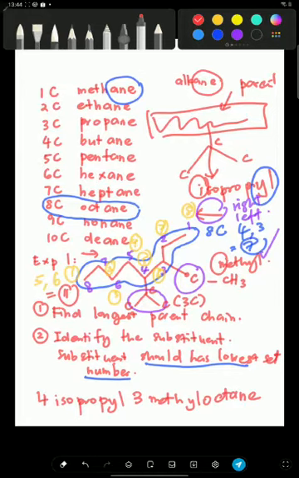Always remember, in between number and alphabet, you need to put dash. In between alphabet and number, dash. Okay, this is the name for this compound.